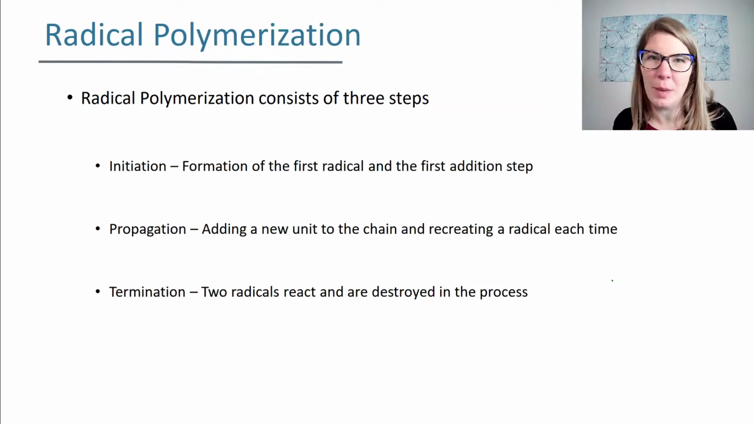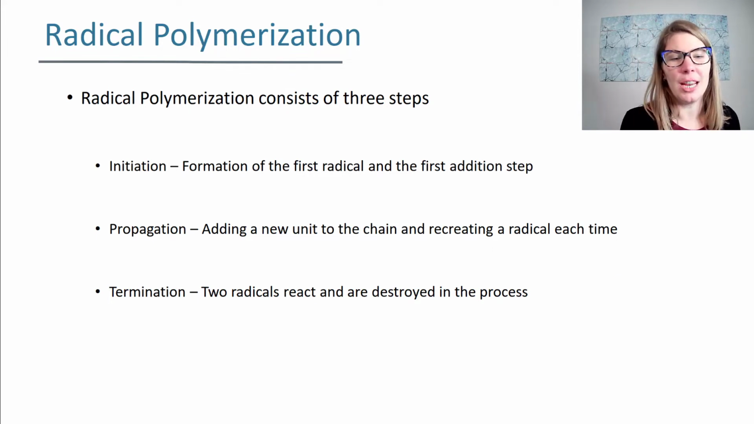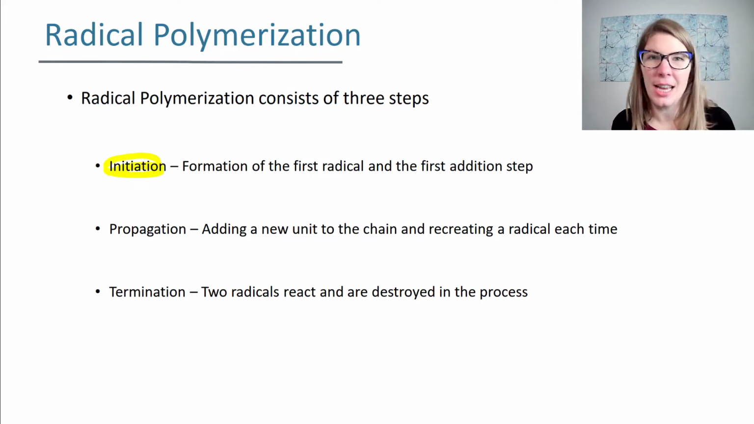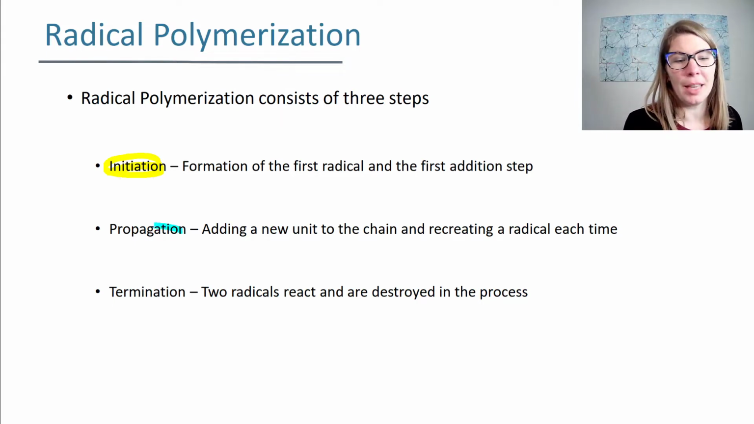Let's talk about how these polymers are made. One way is through radical polymerization. In the radical polymerization, we're going to look at a mechanism, but there's 3 steps to that mechanism. The first part is initiation. In the initiation step, you form the first radical from your radical initiator, and you carry out the first addition step to your monomer. Next comes propagation.